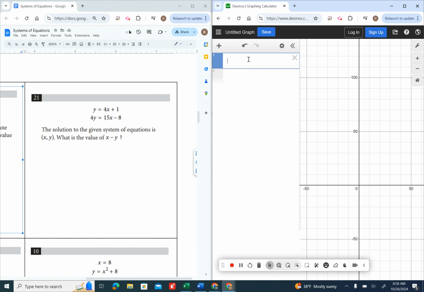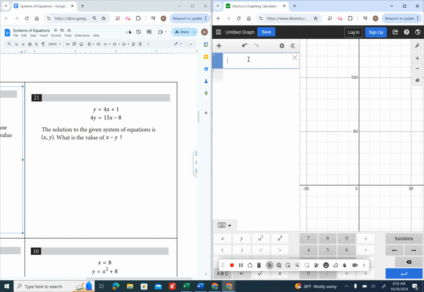One of the common misconceptions of using this calculator is that, such as your TI-84 calculator, you need to solve both equations for y in order to enter them. That is not true in the Desmos calculator. I can simply type in my equations the way they're given to me, and the lines will appear. So 4y equals 15x minus 8. No problem. I can see 2 points here. I think maybe that's my point of intersection because the graphs look close.